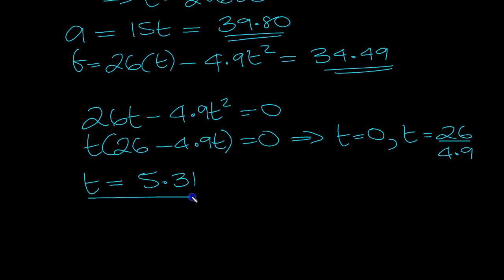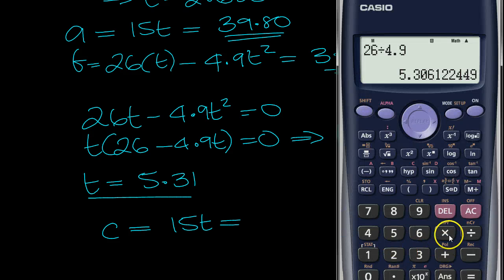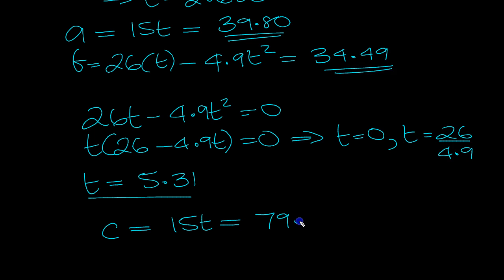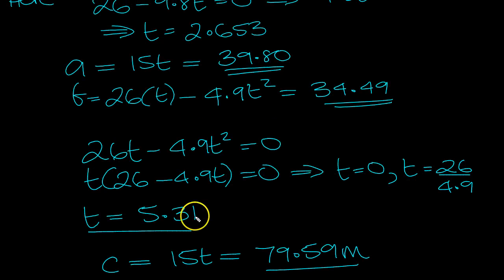5.31, that's the time. And the x distance would be the value C at that time, which was 15t. So times that by 15, and we get 79.59 meters. 79.59 meters, and that's the range, and that's the time of flight. That's in seconds.